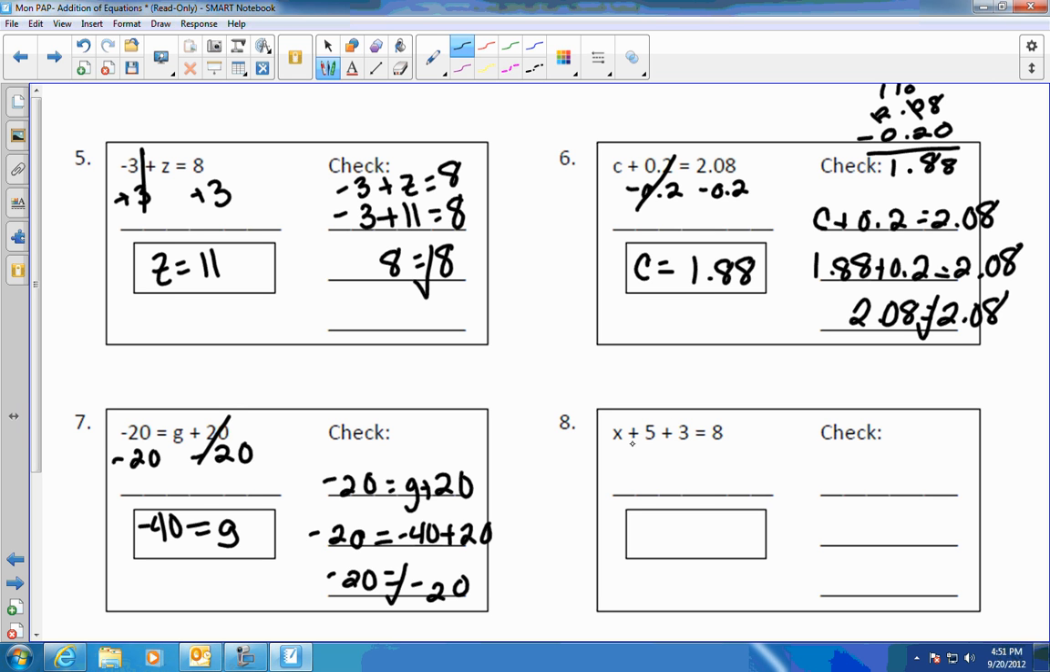All right, last one. Now we have a plus 5 and a plus 3. Okay, let's do a little simplifying first. Plus 5 and plus 3 is plus 8. Now, how do we get rid of a positive 8? With a minus 8. That goes away, and I get x equals 0. So I'm going to do x plus 5 plus 3 equals 8. 0 plus 5 plus 3 equals 8. 0 plus 5 plus 3 is all 8. So yes, it works.